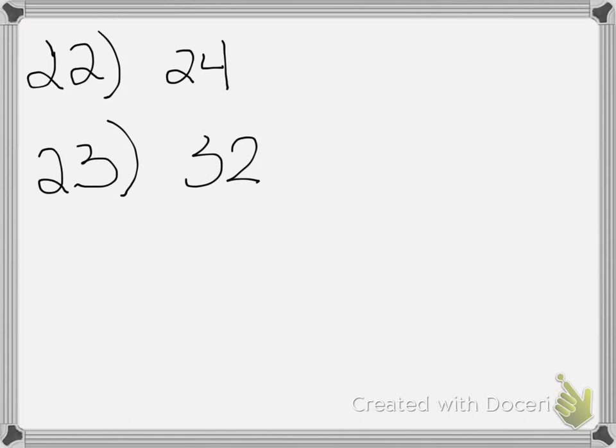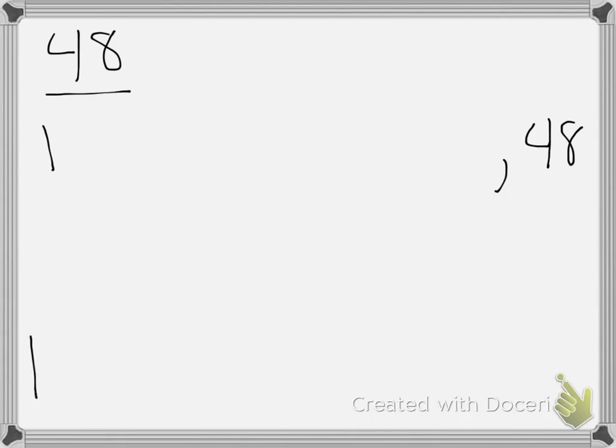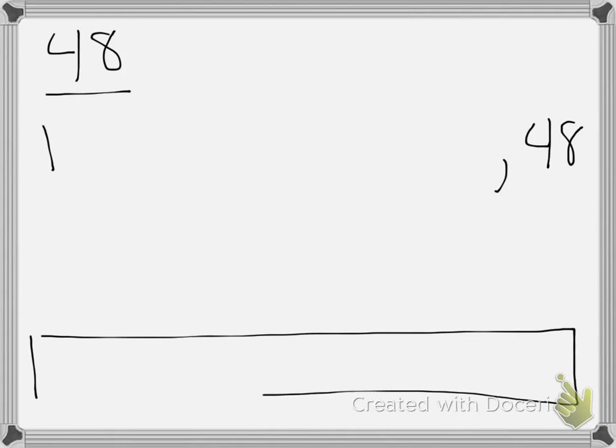You need to find the dimensions or the squares of 22 and number 23. So for 24 and 32, I will show you the dimensions for 24. So number 24, we're trying to find all the factor pairs of 48. So I know that I always start with 1 and 48, which means I would have a square that was 1 by 48. I'm drawing it at the bottom. Now imagine I'm cutting this into 48 parts.